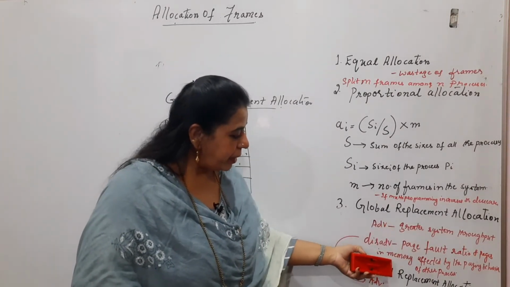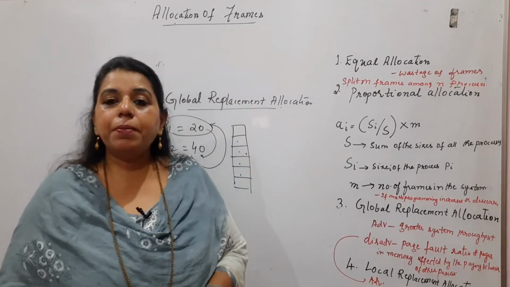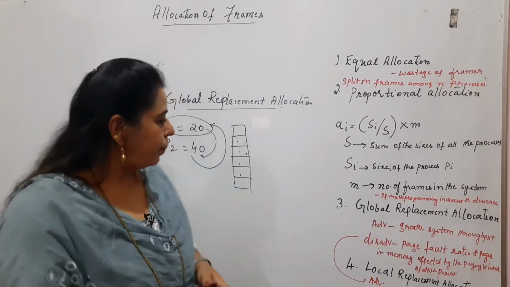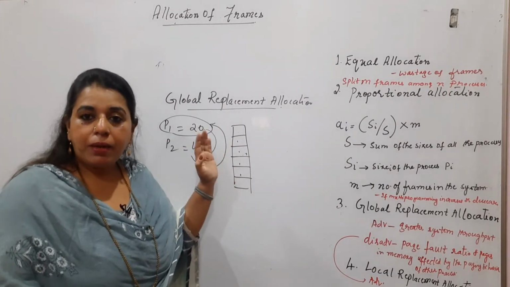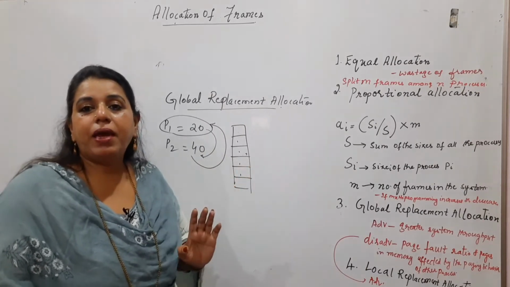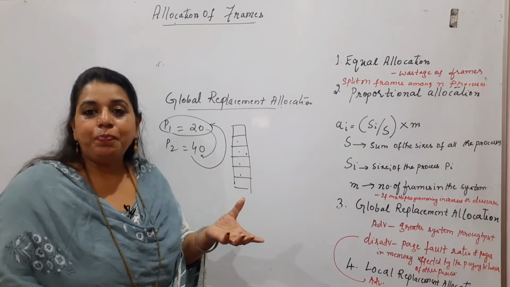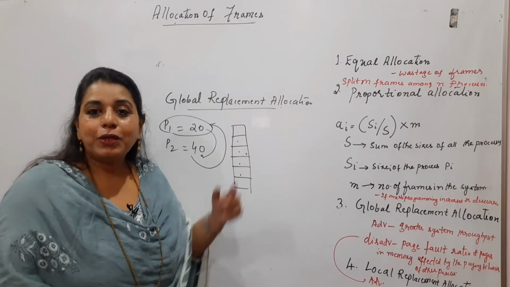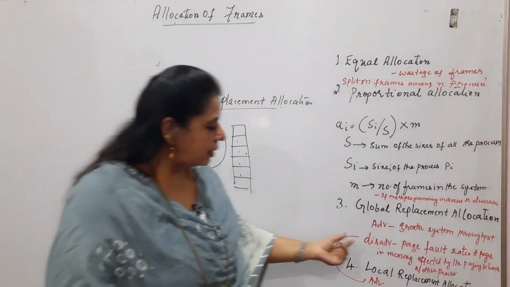Page fault ratio and pages in memory are affected by the paging behavior of the other processes. Any page fault, or whatever pages a particular process has got in the main memory, is not affected just by the paging behavior of its own, but also by the paging behavior of the other processes, because only if other processes have their frames free or available, then this process can borrow from them. So that is why we say it is affected even by the paging behavior of the other processes. That is the disadvantage.